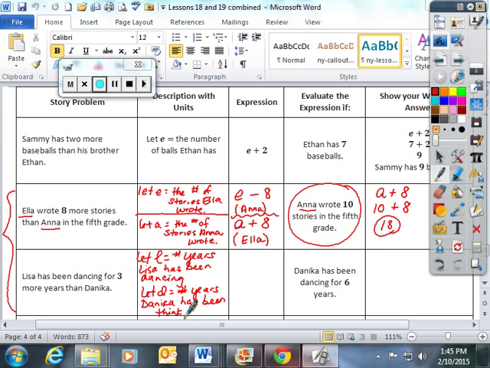And I wanted the students to create two different... Oh, Mrs. Kramer, you're thinking too hard. How many years Danica has been dancing?